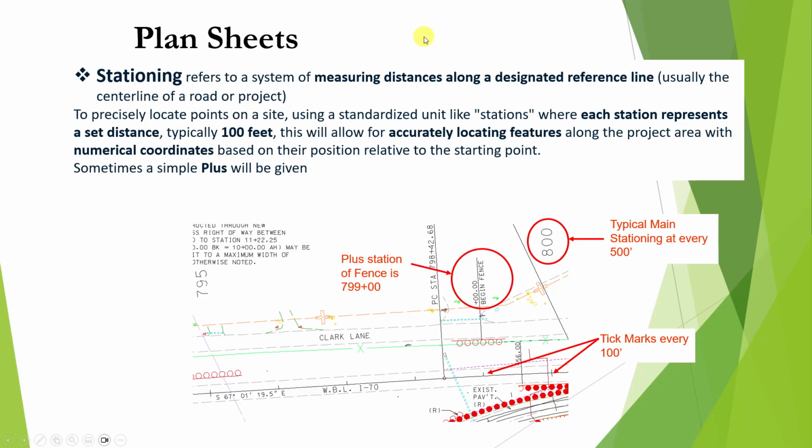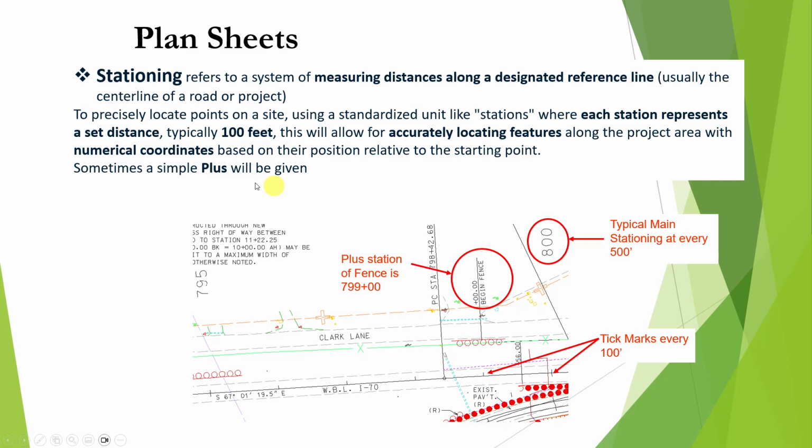Stationing refers to a system of measuring distances along a designated reference line, usually the center line of a roadway or project. Now, I got this in here to reinforce some of the stationing that we've been talking about, because it is an important part of reading plan sheets. To precisely locate points on a site using a standardized unit like station, where each station represents a set distance, typically 100 feet, this will allow for accurately locating features along the project area with numerical coordinates based on their position relative to the starting point.